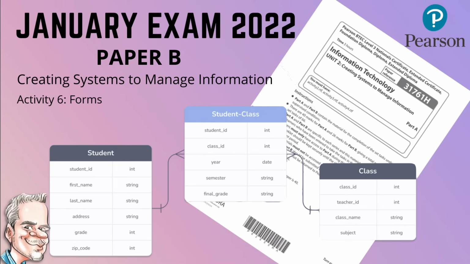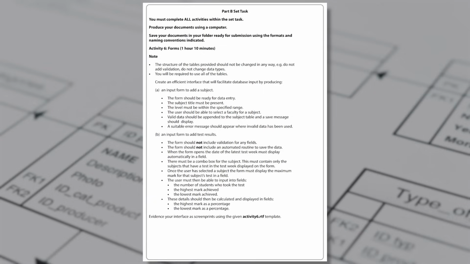In this video we're going to be looking at paper B, and we're going to be looking at activity 6, which covers the forms. So as you can see from the screen at the moment, we've got our activity for activity 6 in paper B, and we're asked to create two forms.